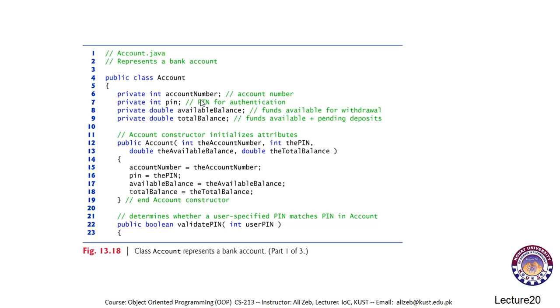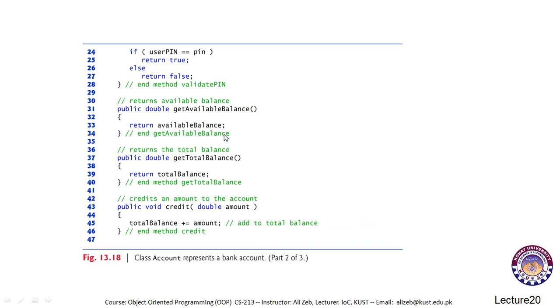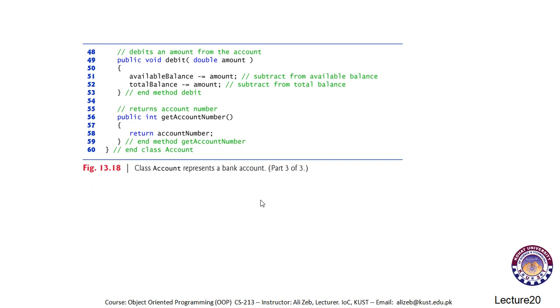The Account class, one of the important classes of the ATM system, has an account number, a PIN code variable, available balance and total balance, with the constructor that initializes these values, a method for validating the PIN, and the getter methods for getting the total balance and the available balance, a method for crediting the amount into the total balance, a method for debiting the amount from the total balance of the user, and of course the getAccountNumber method.